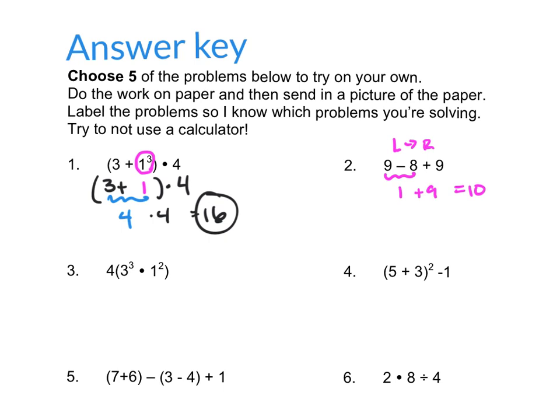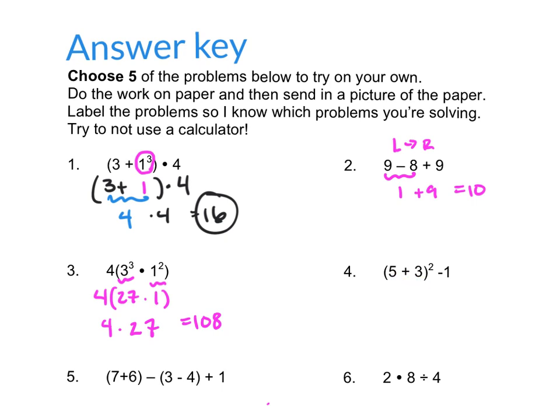Okay. Down here, we've got parentheses. So we're going to do each of these exponents within the parentheses first. 3 cubed is 27. 1 squared is 1. So then we have 27 times 1, which is going to happen first. And so then we're going to have 4 times 27. That would get me 100 plus another 8, which is 108.